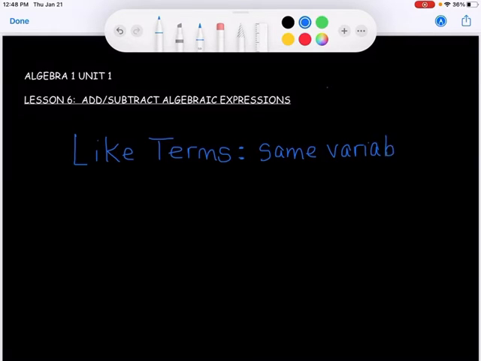So a like term is any term that has the same variable. So you can't add or subtract unless they're like terms. It's got to have the same variable raised to the same power. Write that in.